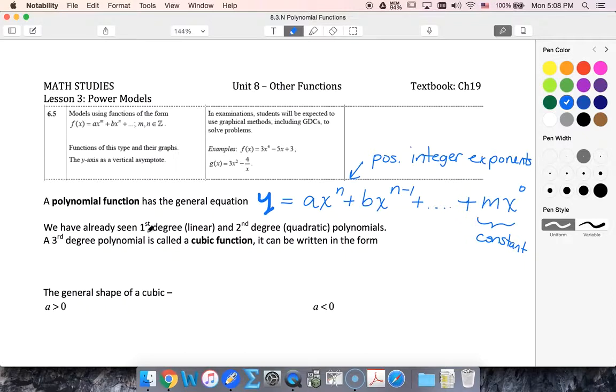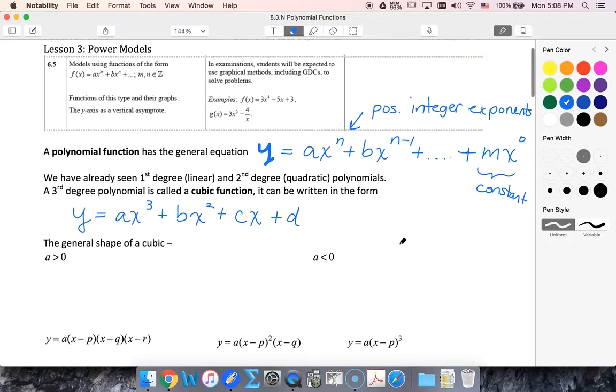Okay, so we've seen first degree polynomials. We call those linear because they're lines. Second degree is quadratic. Third degree is cubic. So if we're going to make a cubic, we would say ax cubed plus bx squared plus cx plus d. So we got all the way down to our constant.